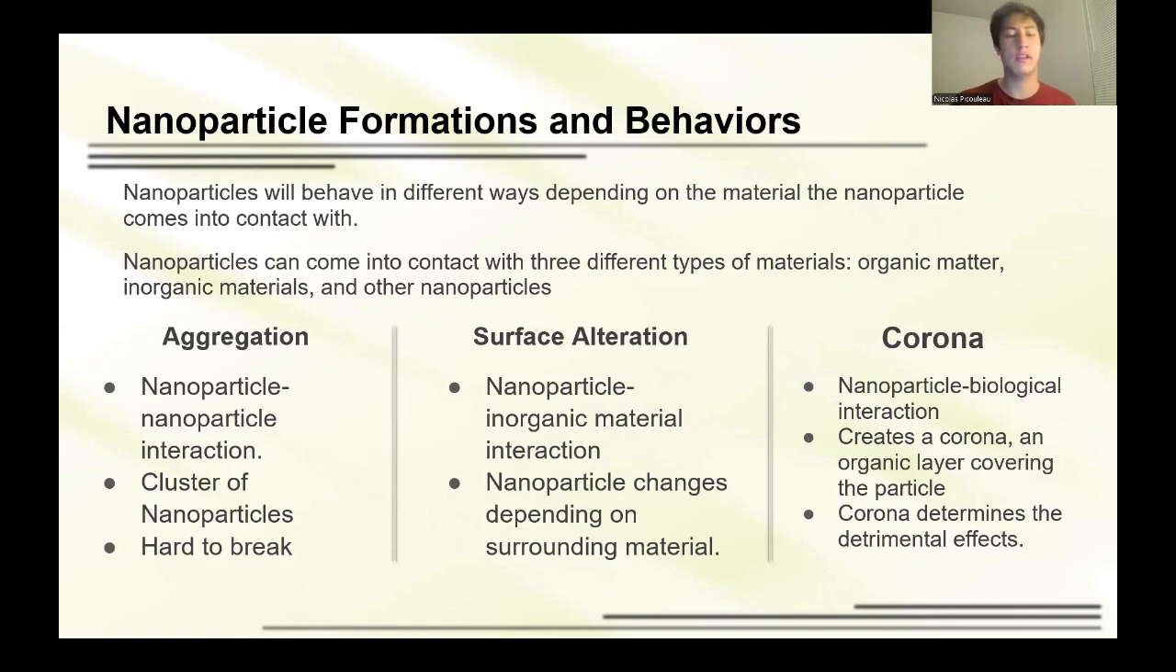Aggregations are essentially what happens when a nanoparticle comes into contact with other nanoparticles to form large irregular clusters of nanoparticles. These clusters or aggregations are relatively hard to break due to the high number of surface connections between each nanoparticle, and essentially do not break apart even if enough kinetic force has been produced.